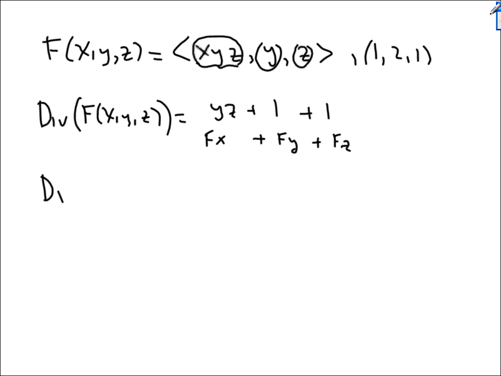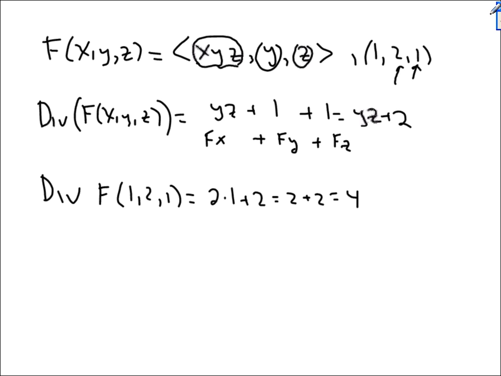And if you want it at a particular point, the div at 1, 2, 1 is yz plus 2, or 2 plus yz. Well, y times z is 2, plus another 2 is 4. So all of these are straightforward. You just have to know that the div of f is f sub x, calculate f sub y, calculate f sub z, add them up. This is the div of f of x, y, z.